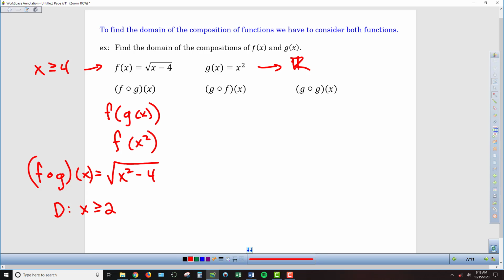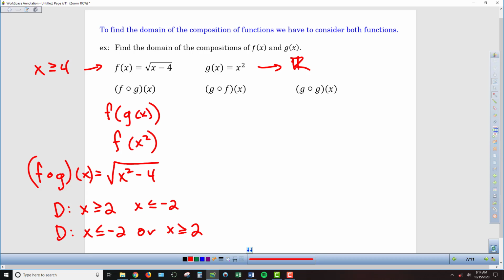I also have to consider the negative side. So if I plug in -1, that's going to give me a negative value underneath the square root symbol. But if I bump up to -2 or go bigger negatives than that, then I'm going to be fine. So I've got x has to be less than or equal to -2 as well. So really the best way to write this would be a domain of x is less than or equal to -2, or x has to be greater than or equal to +2.